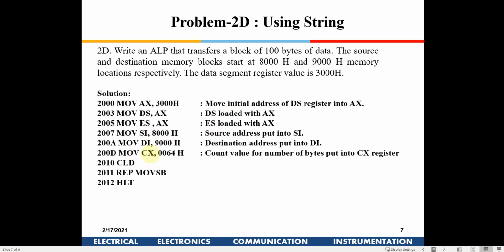Now we need a counter, so we have taken it as 0064, and then we need to specify the direction, because it is going to be from 8000, the next memory location, SI and DI have to increase. So to set the direction we do this CLD. The direction flag in the flag register will be reset to 0 accordingly. So this command is also very much essential.